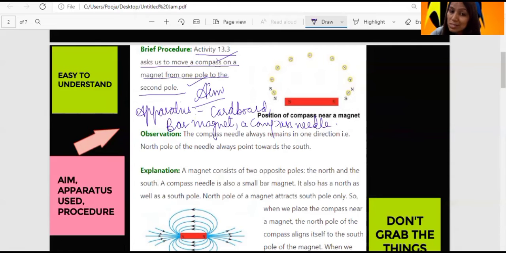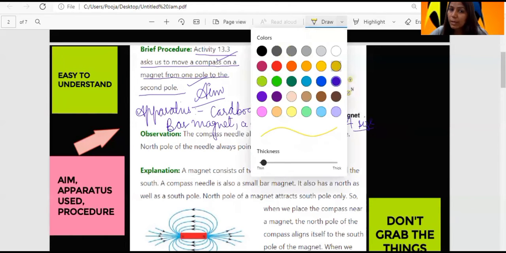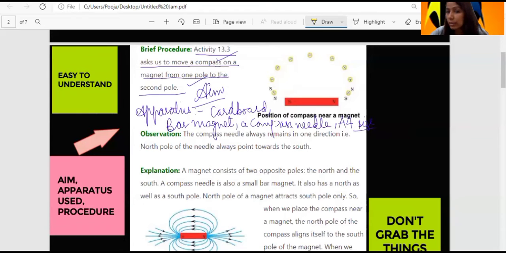Now, what is the procedure and what is the explanation? Firstly, you will have to take a cardboard. Take an A4 size sheet and place that A4 size sheet on the cardboard. Then place the bar magnet on that sheet and draw the boundary of that bar magnet with the help of a pencil. Take a compass needle as well. Now, what is the explanation we have?